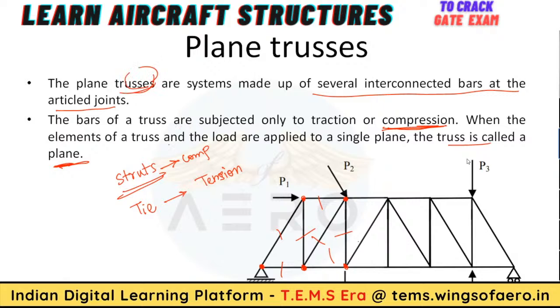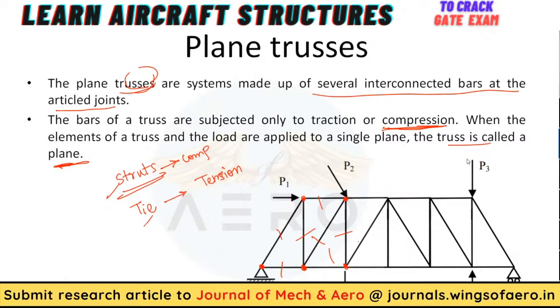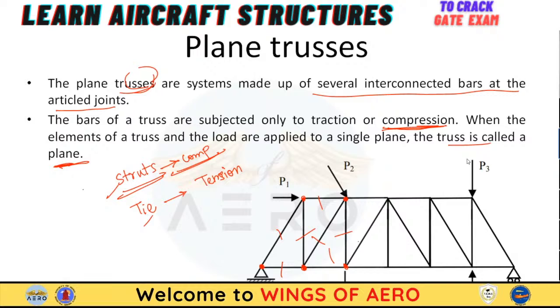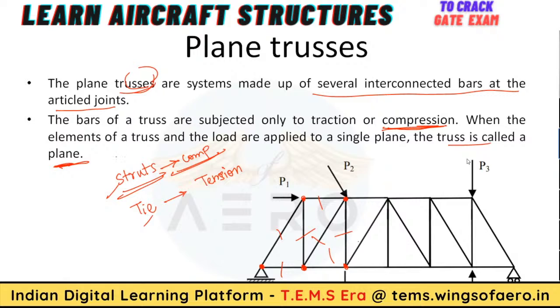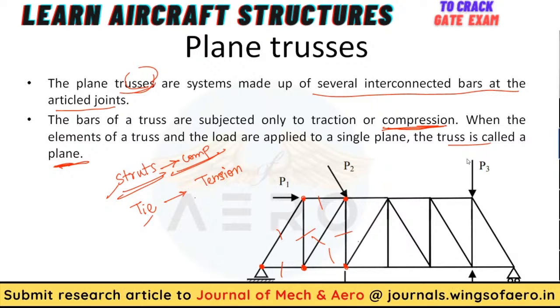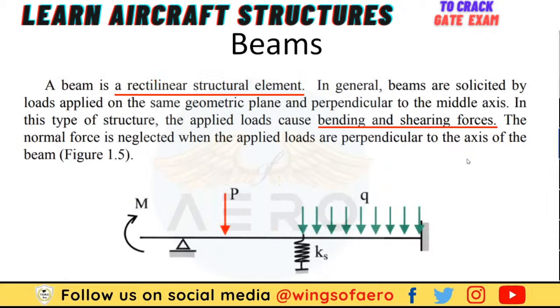Truss is a combination of the tie and the strut. But if any truss has only a combination of struts alone, then it can also be named as a plane. Sometimes they might use some kind of terminology, so you must understand the facts, or this time they are asking you multiple choice selection questions. So you need to know the definition quite well. Right, coming to the beam.